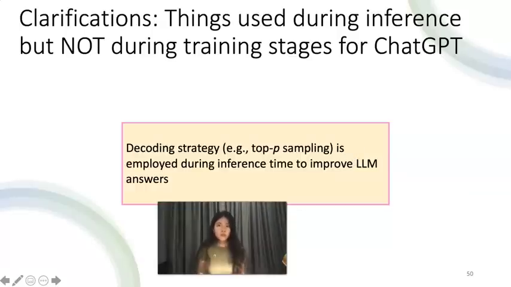And just to clarify, things used during inference but not during training stages for ChatGPT, as I've already mentioned some slides ago: the decoding strategy like top P sampling is employed during inference time to improve LLM answers. So that's not used during pre-training.